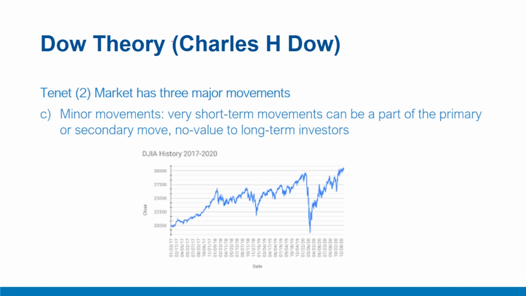Finally, we have the minor movements. These minor movements last from a week up to as long as 6 weeks. They are important only in that they form part of primary or secondary moves. They have no forecasting value for long-term investors. This is especially important since short-term movements can be manipulated to some extent, unlike the secondary or primary trends. These are extremely fluctuating, like this. So these are extremely fluctuating and have no long-term value.